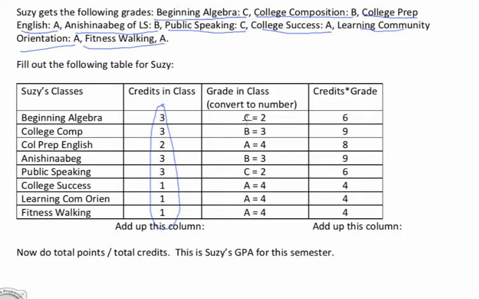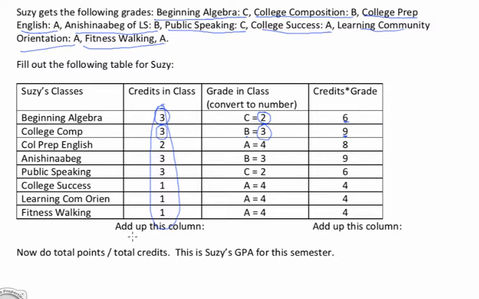And then here's her grade. So in beginning algebra, she got a C, so we put a 2. In college comp, she got a B, that's a 3. A's are 4, B's are 3, C's are 2, D's are 1, F's are 0. Then to get this number, we multiply the credits in the class times the number of the grade she got. So 3 times 2 is 6. And we do that for all of them. So 3 times 3 is 9, and so on.